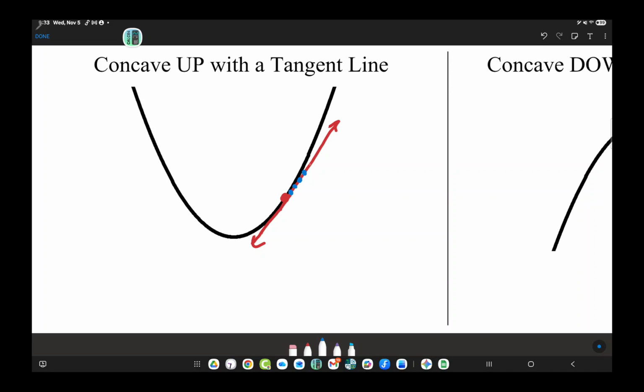Now, as you notice, the further we get away from that point of intersection, the less accurate we're going to be. So again, we only do this for points that are relatively close. Now, if you look at every point on the tangent line, is that going to be an overestimate or an underestimate of the actual equation? Being that the tangent line is below the function, it's probably going to be an underestimate.